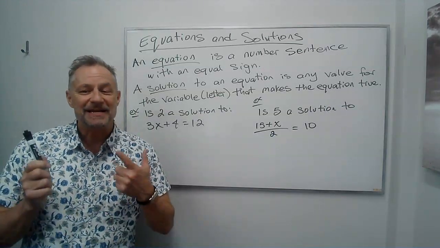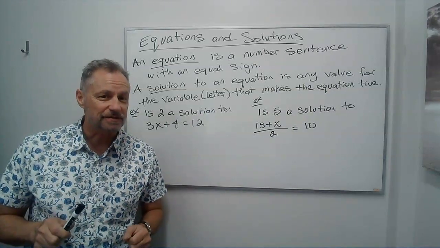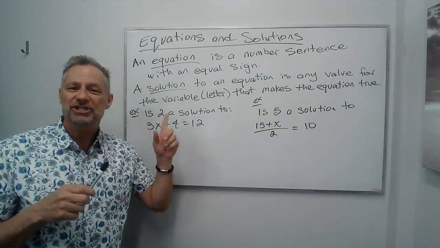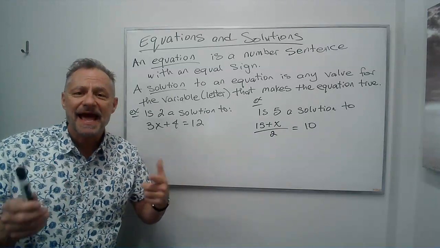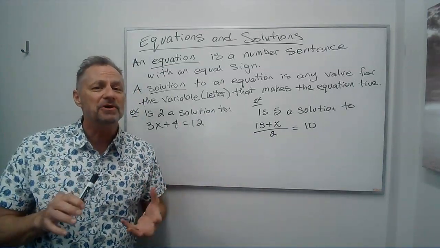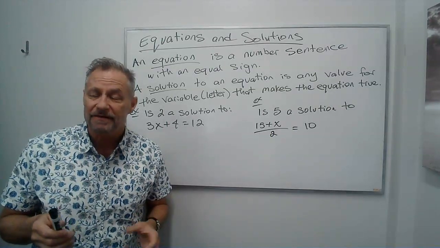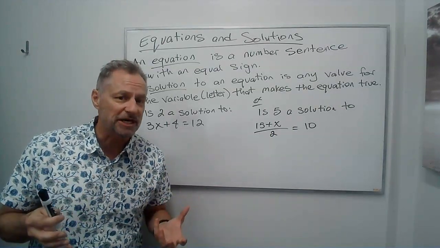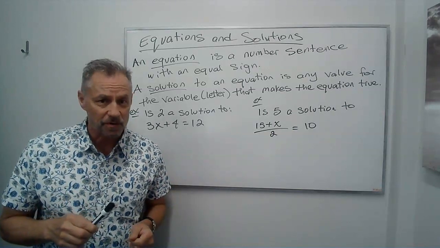Let's talk about equations and solutions. First of all, an equation is just a number sentence. It may have numbers and letters, variables in it, but it's just a number sentence that has an equal sign. If it doesn't have an equal sign, it's called an expression. So an equation will have the equal sign.